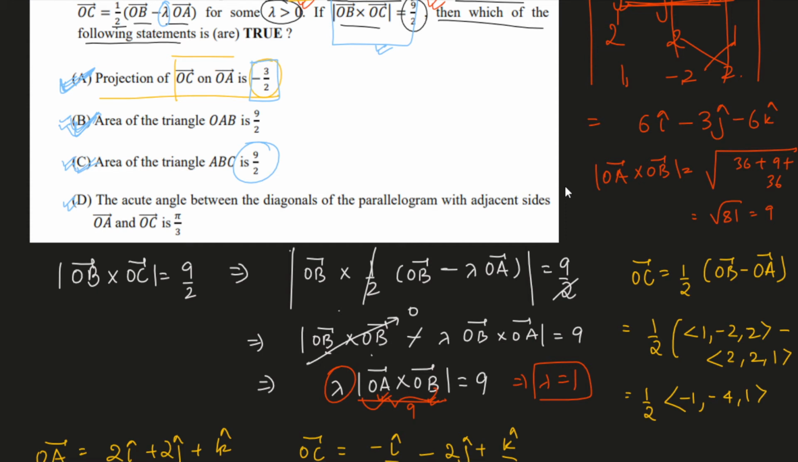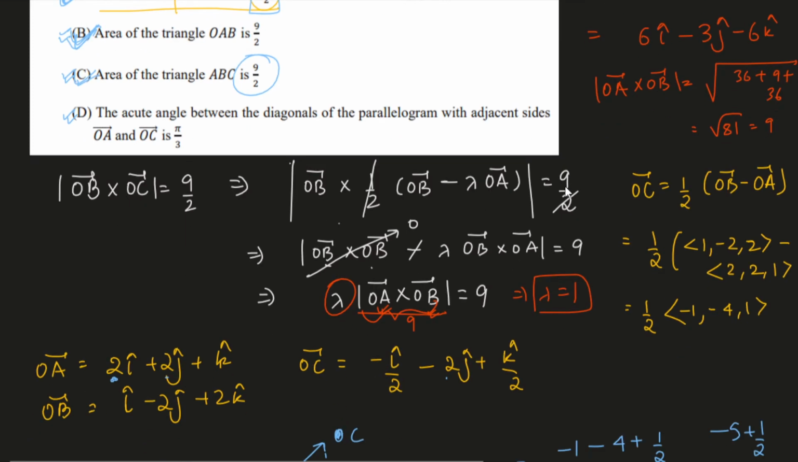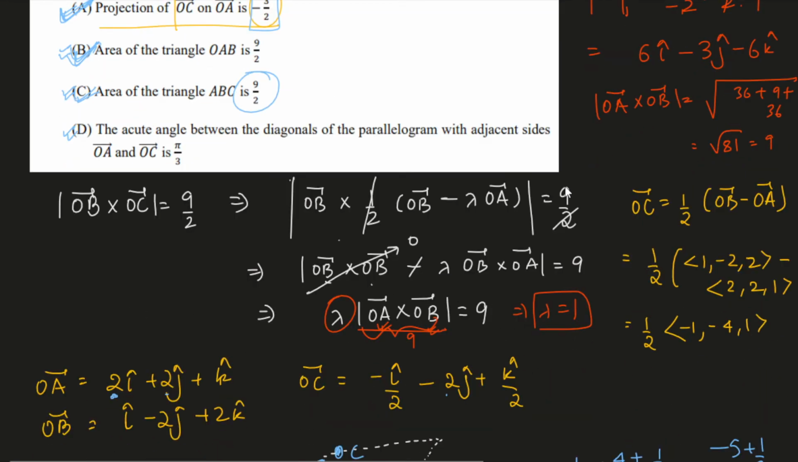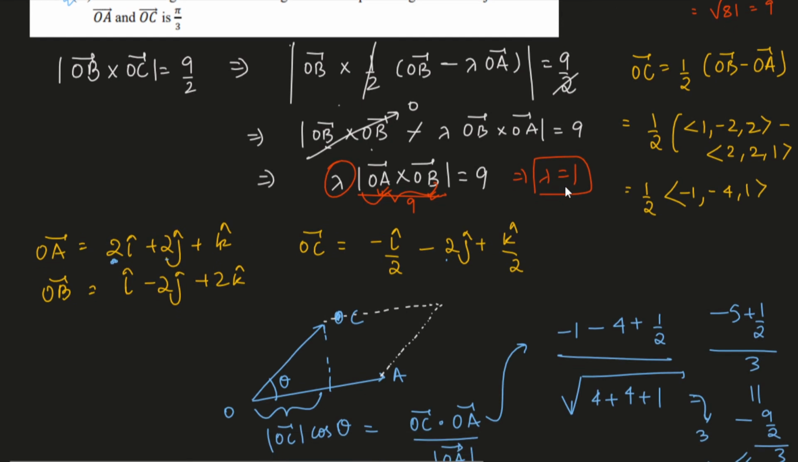Let us try the fourth option, whether it is correct or not. The acute angle between the diagonals of the parallelogram with adjacent sides OA and OC is pi/3. So how do we figure that out? The parallelogram now looks something like this, and we are supposed to find the acute angle between the diagonals.